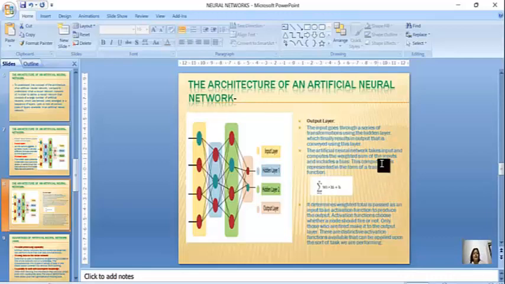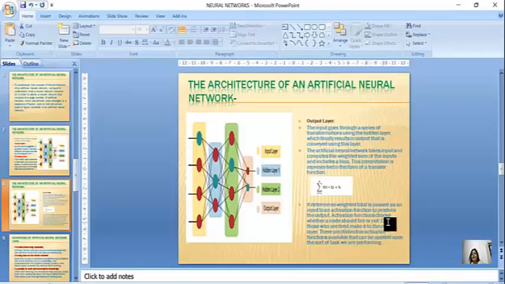Now, the artificial neural network takes inputs and computes the weighted sum of the inputs and includes a bias. Now, this computation is represented with the help of this formula. The formula is the summation from i equals 1 to n of Wi times xi, plus b. Now, the weighted total is passed as an input to an activation function. There are so many functions to produce the output.